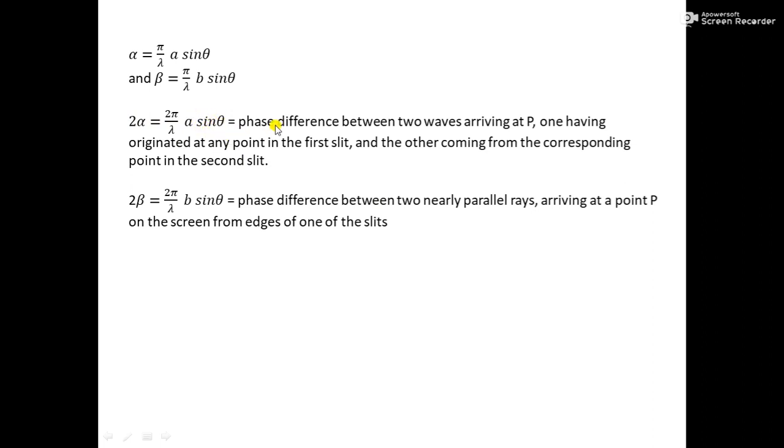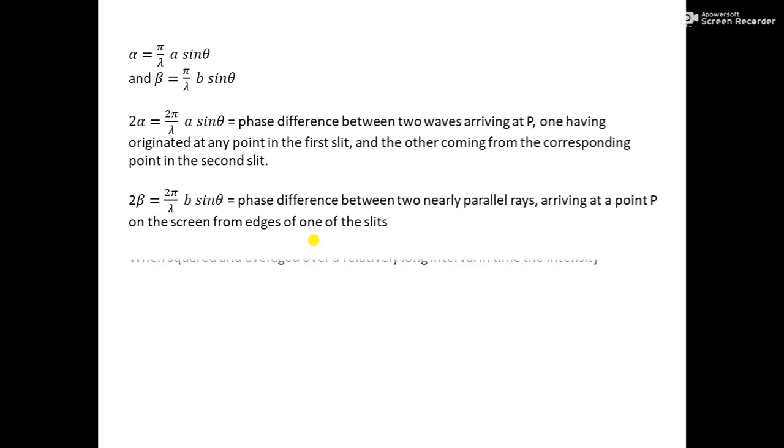So this is the phase difference between two waves arriving at P, one having originated at any point in the first slit and the other coming from the corresponding point in the second slit. So this term alpha comes from the two slits, and 2 beta is similarly 2 pi by lambda b sin theta, as it includes b, and b is the width of one slit. So it is the phase difference between two nearly parallel rays arriving at a point on the screen from the edges of one slit.